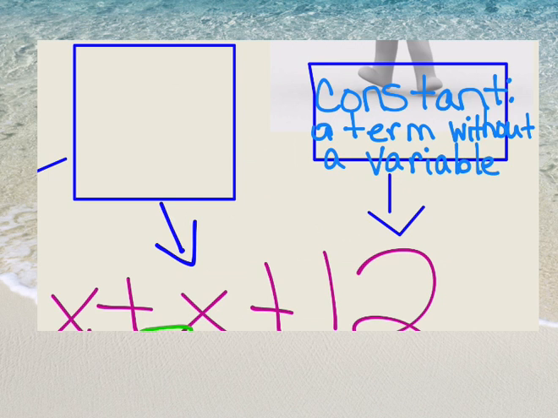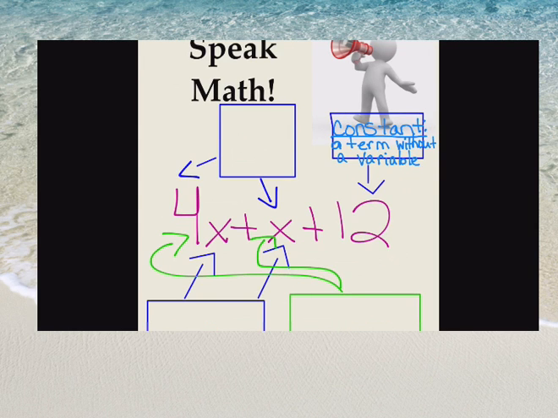Once again, a constant is a term that doesn't have a variable. So you can see the 12 has no letter attached to it, so that will be considered a constant. Now our other terms here, the 4x and the x, both have a variable attached, so we would not call those constants.